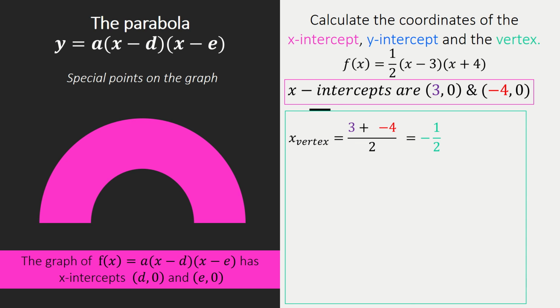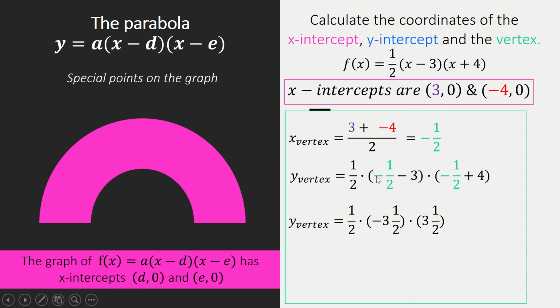When we know the x-vertex, we can fill it into our formula to calculate the y-vertex. So we take the formula that's given to us and fill in the x-vertex. You get a half times (minus a half minus 3) times (minus a half plus 4). Please remember to first work out the brackets. So minus a half minus 3 is minus 3.5, and minus a half plus 4 is 3.5. You multiply everything together, which is minus 6 1/8.